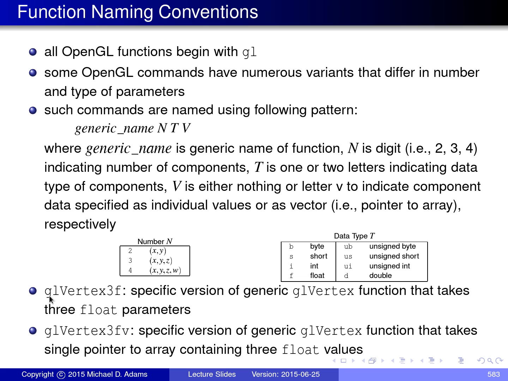So for example, there's a function called glVertex3f. This is a specific version of the glVertex command. In other words, it specifies a vertex position. And this particular variation, because there's a 3 here, it takes 3 parameters, and because of the f here, they're floats. So it takes the x, y, z positions as floats. glVertex3fv is another version of the glVertex command, but this one takes a pointer to 3 floats. So the components or the coordinates are specified in terms of an array.